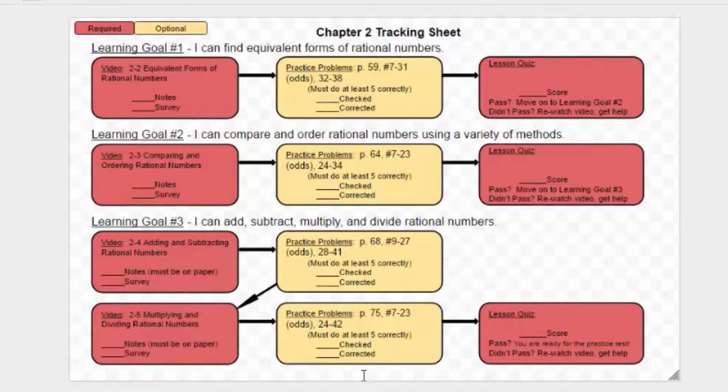I took some time to directly tell the students how they could use the flowchart. I said you need to watch the videos, you practice some problems, and then you take a lesson quiz. If students passed the lesson quiz, then they could move on to the next video or the next learning goal. If they did not pass the quiz, then they had to rewatch parts of the video, do some more practice, or have conversations with a peer or the teacher. And then they would retake the quiz, and once they passed, they could move on.